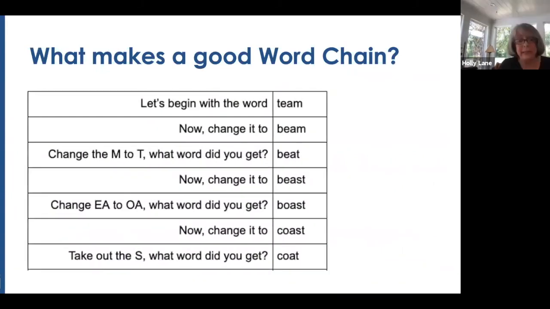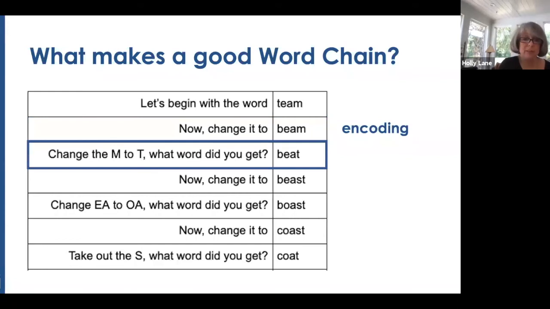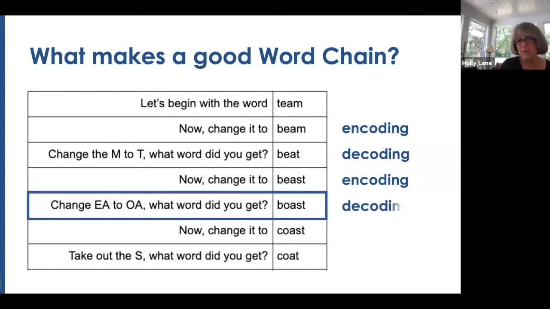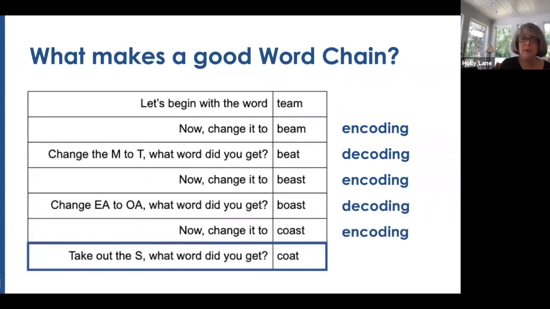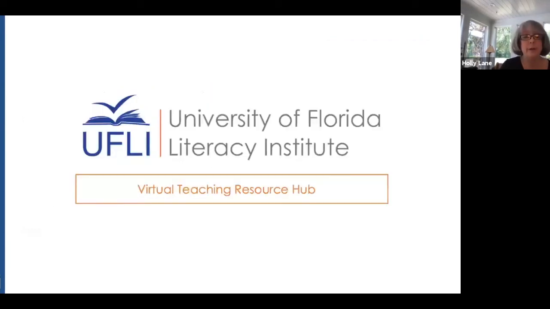When you are planning a sequence, it's good to also think about what you will say to make sure you're alternating between your encoding and decoding practice. So begin with the word tea, now change it to bean, that's encoding. Change the M to a T, what word did you get? That would be decoding. Change that to beast, encoding, and so forth. So planning for this alternating encoding and decoding practice makes for a better word chain. We have a whole little video just about word chains and using them for encoding and decoding practice. So if you want to learn more about that, then I encourage you to watch that full video.